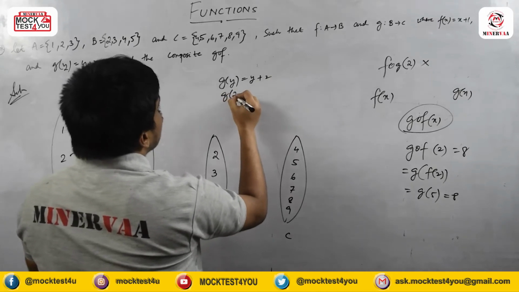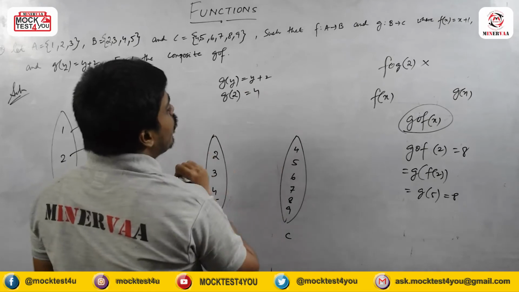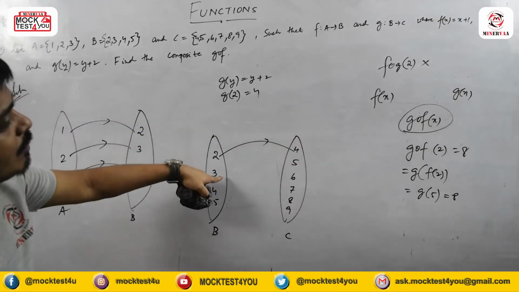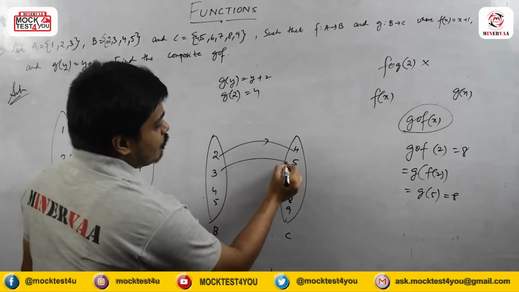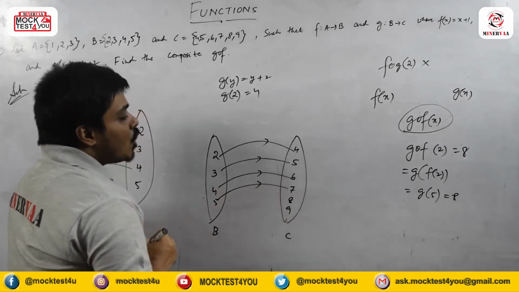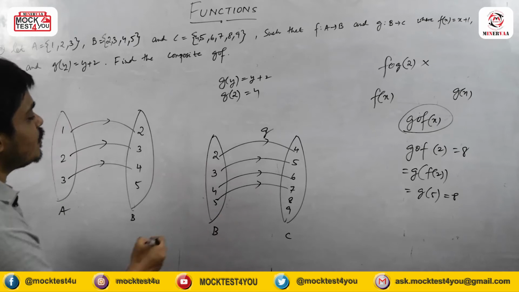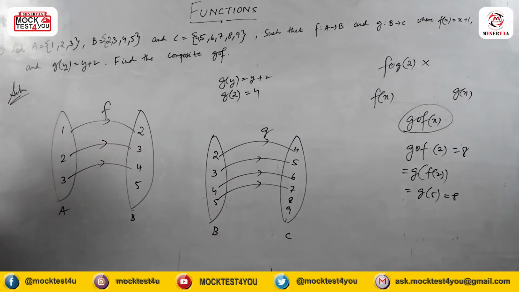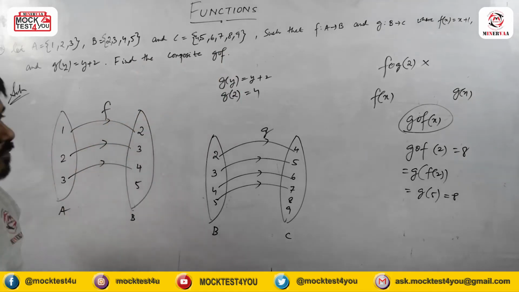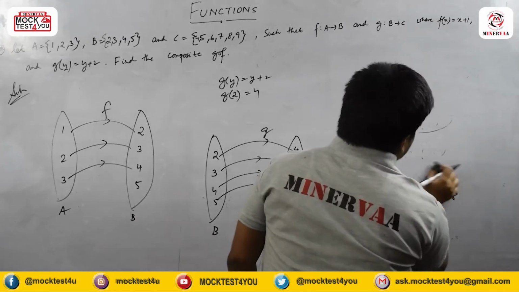So g of 2 is equal to what? I am starting with 2. It won't be g of 1. It will be 4. So 2 is mapped to 4. g of 3 will be 3 plus 2, that is 5. g of 4 will be 6. g of 5 will be 7. So this is how we map the g function from B to C. And this is how we map the f function from A to B. So we have to find the composite of g of f. Let us do it.